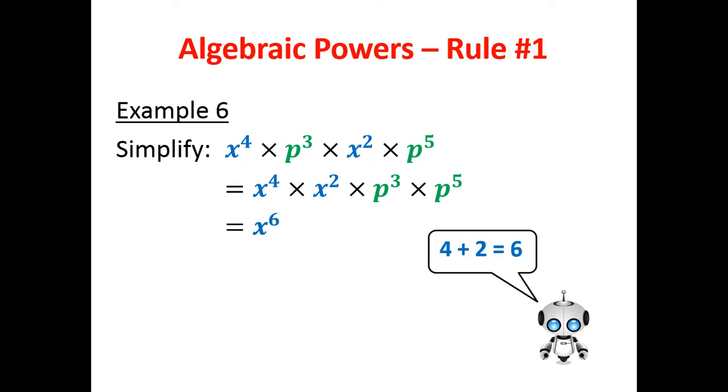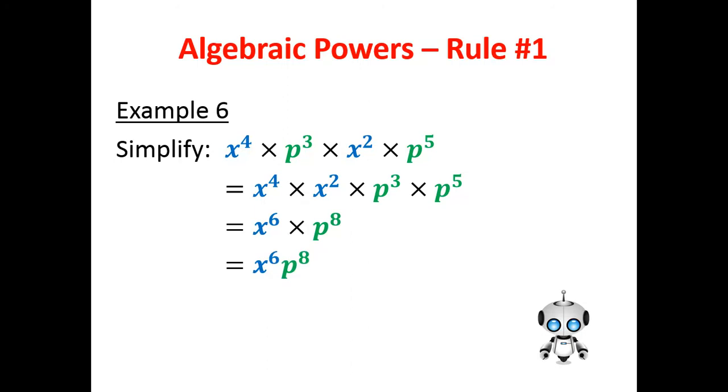So x to the power of 4 times x to the power of 2 makes x to the power of 6, because we're going to go 4 plus 2 is 6. And p to the power of 3 times p to the power of 5 is p to the power of 8. We're going to go 3 plus 5 is 8. Remember, in algebra we don't need to put a times, so we can simplify this down to make x to the power of 6 p to the power of 8.